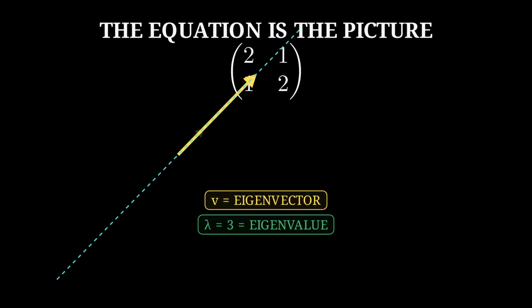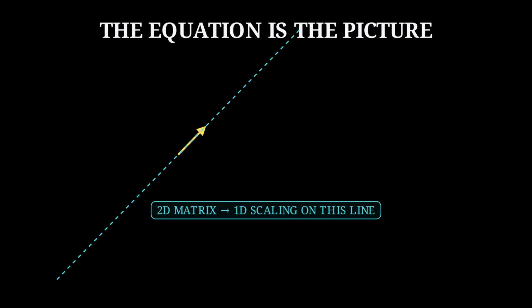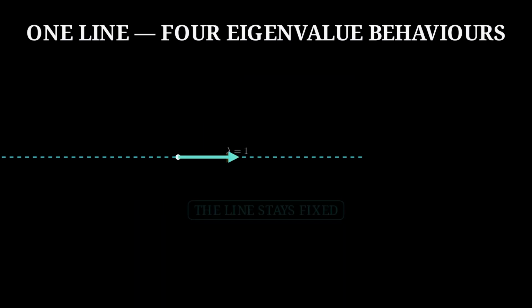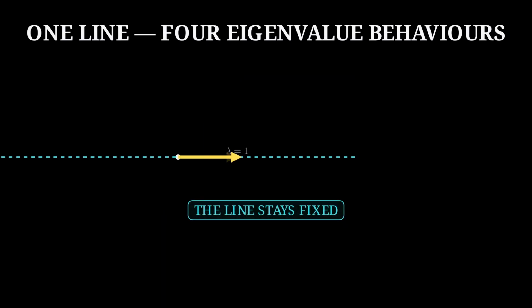Here λ is 3. The important part is not the symbol. It is that a complicated two-dimensional map becomes one-dimensional scaling. An eigenvalue does more than tell you how much the arrow grows. Its sign tells you which way it comes out.